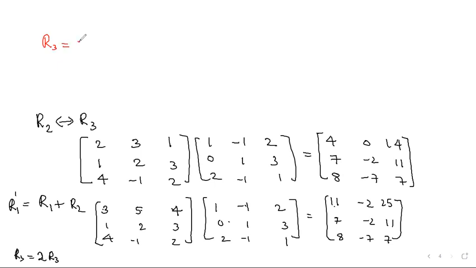R3 is 2 times R3. Remember, you have to check here. Checked and found correct. Here also, checked and found correct. Sir, you have to do the next operation with respect to previous, no? Yeah, previous only, not the original. Continue with the previous only.